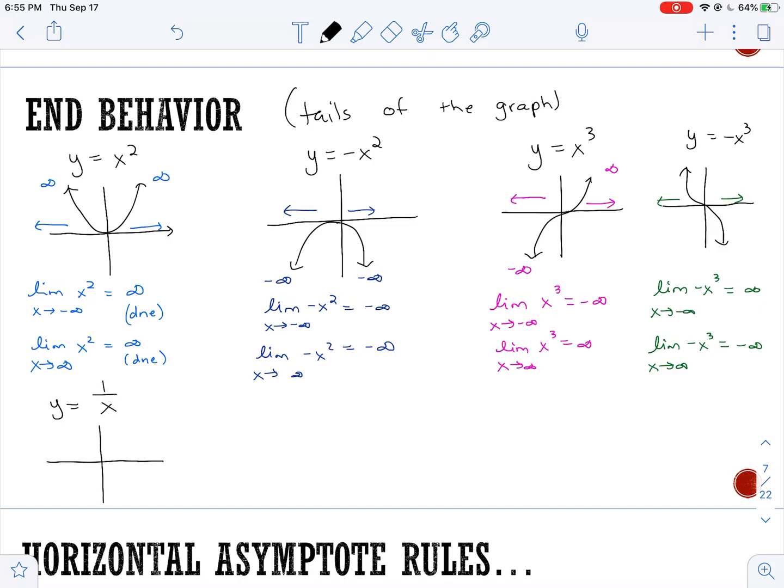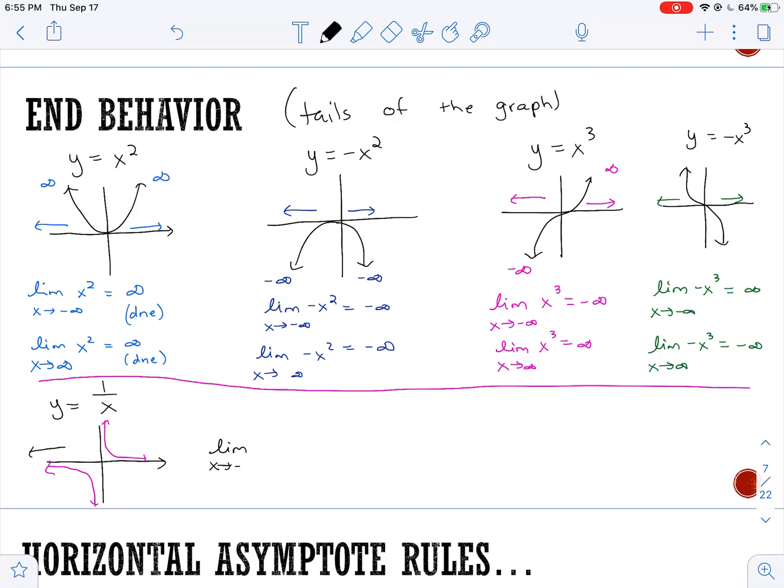We can also talk about our rationals. So if we had y equals 1 over x, that's our rational function. What's the end behavior of that guy? Well, this graph looks like this and like this. So what's the y value doing on this graph as my x values are getting really, really big or really, really small?